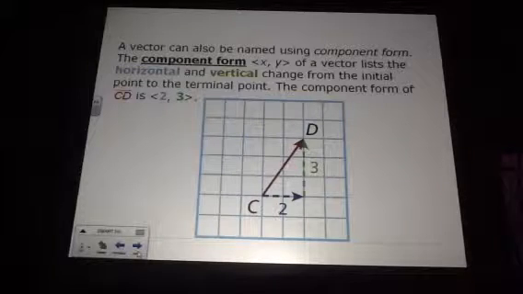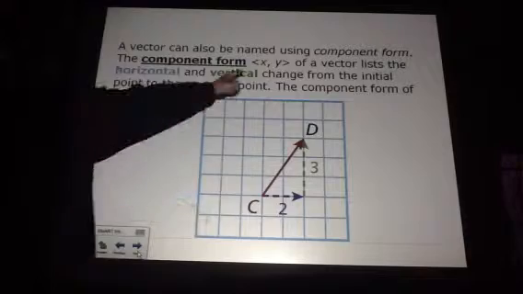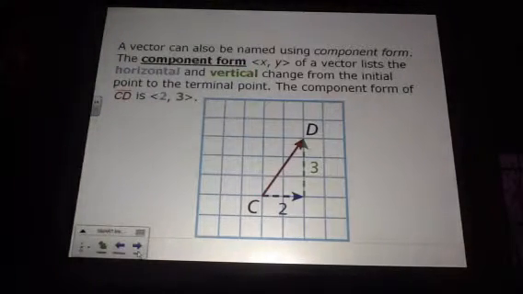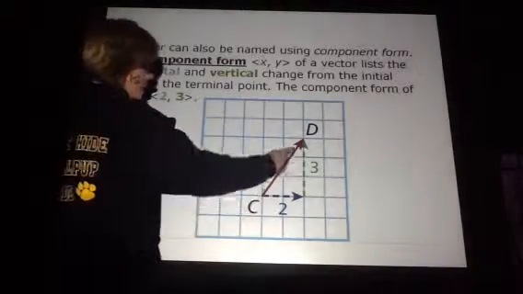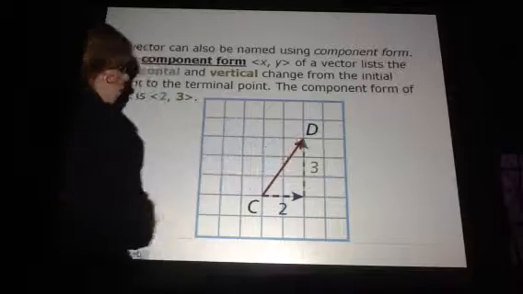Okay, a vector can also be named using component form. The component form, <x, y>, of a vector lists the horizontal and vertical change from the initial point to the terminal point. Alright, guys, this is opposite slope, so do not get it confused, okay? Remember, slope is vertical over horizontal. This is the opposite.